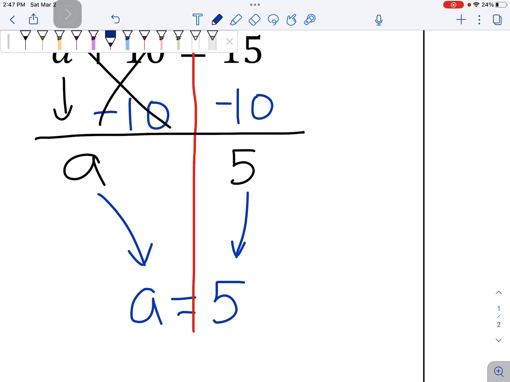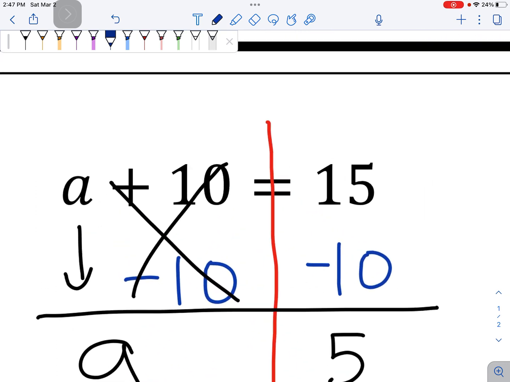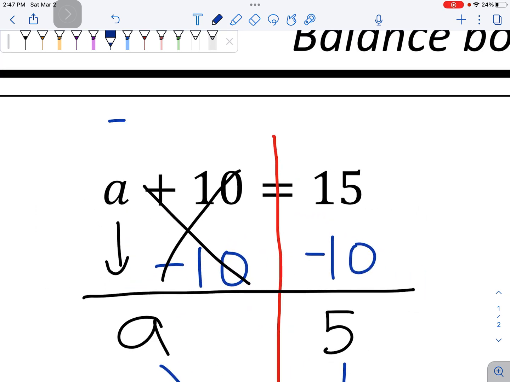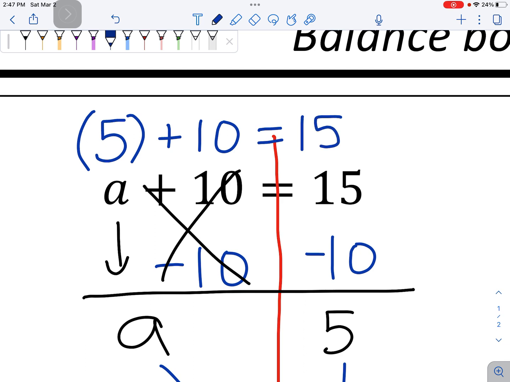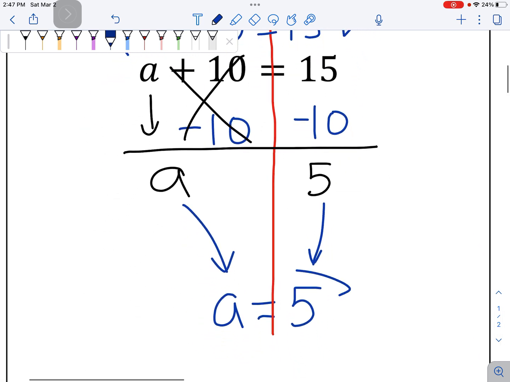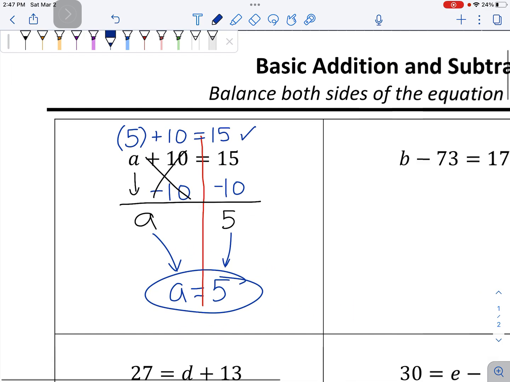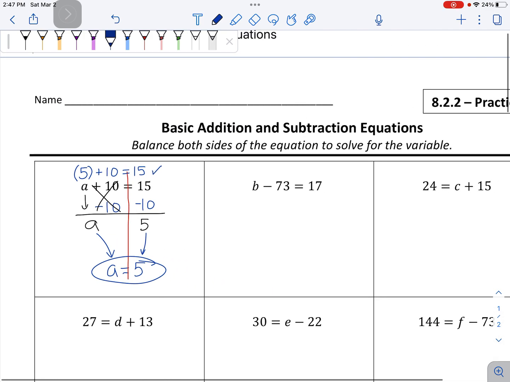To be sure, I'm going to go back up to the original problem and replace that A with 5. I can put it in parentheses if I want to. 5 plus 10 equals 15. Does 5 plus 10 equal 15? Yeah, it does. It checks out, so I'm going to circle my final answer. Let's do the very next one.